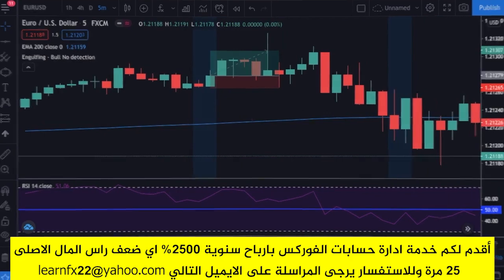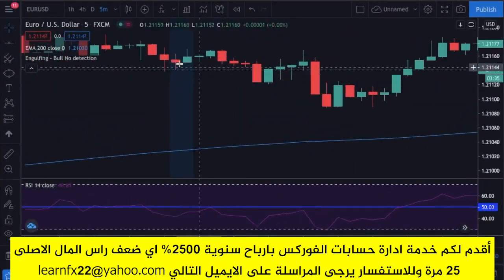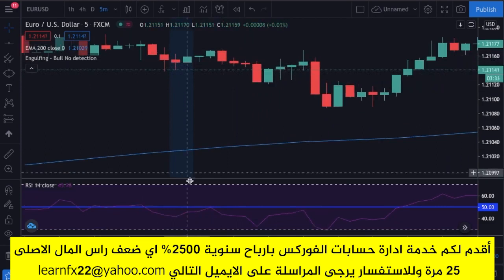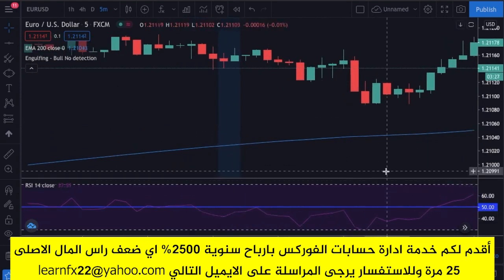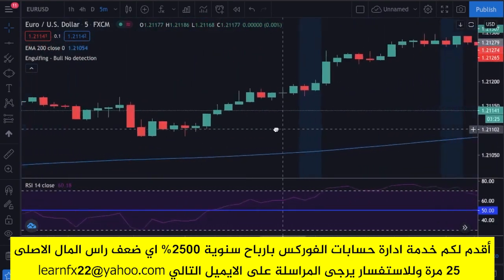Let's look for another one. In this example, the bullish engulfing has occurred and the price is higher than the 200 EMA, but we cannot enter this trade because RSI is below 50. So we will skip this one, and look for another trade.